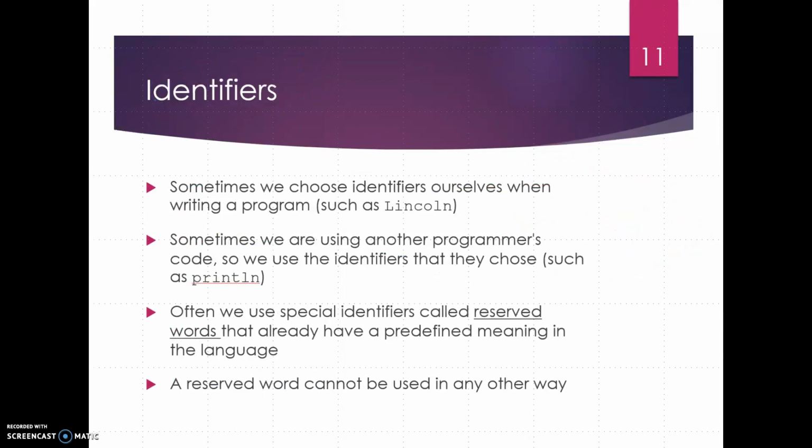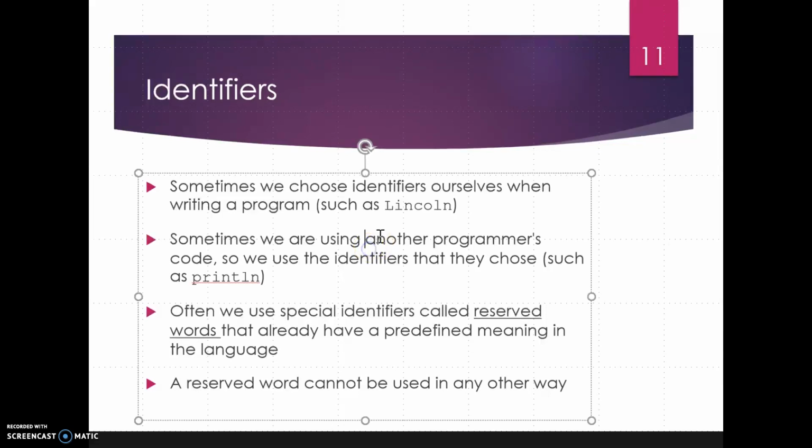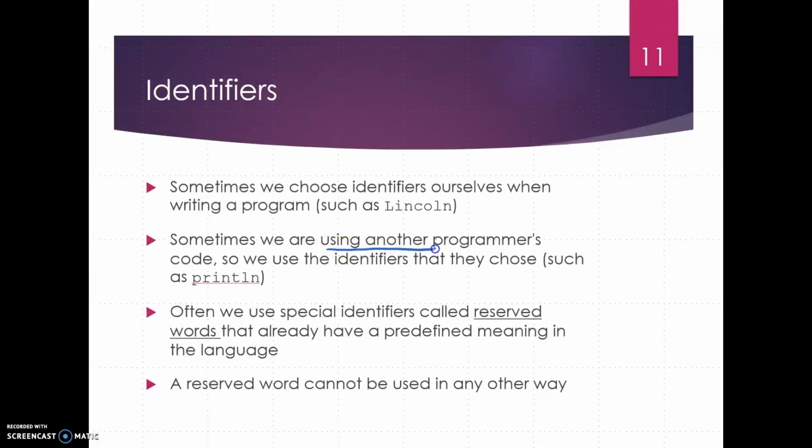Sometimes we get to choose the identifiers that we want to use. This happens when we choose a variable name, method name, class name, etc. Other times we are using another programmer's code, for example a Java supplied method or a Java supplied class, and in those cases we have to use the name as it's described in the class that we are using. An example of this that we saw the other day was println, a method that's provided to allow us to print to the console. So when we use println, we have to use all lowercase and spell it that way. We can't change it up. If we change it up, Java will not know what we are doing.